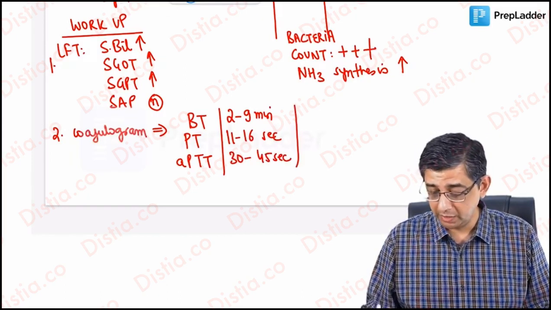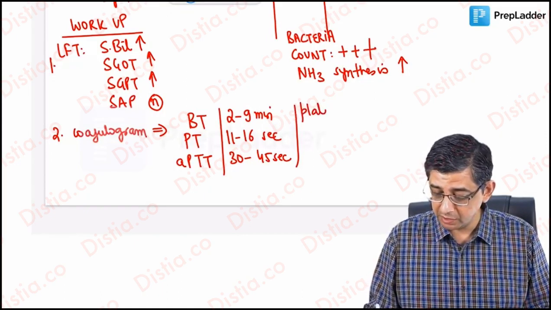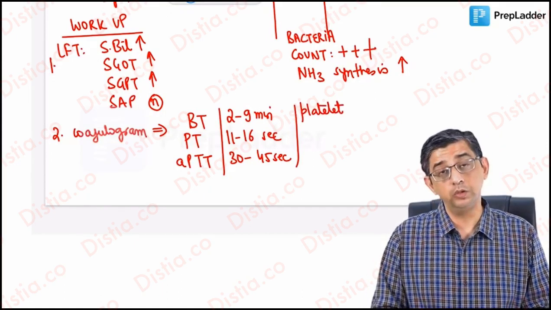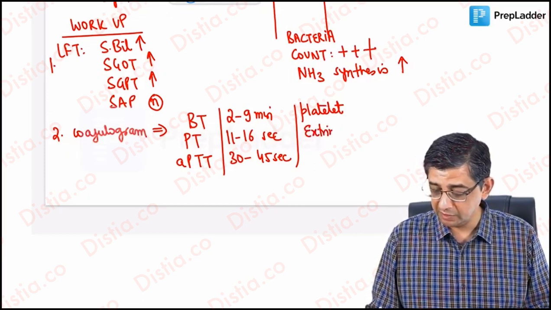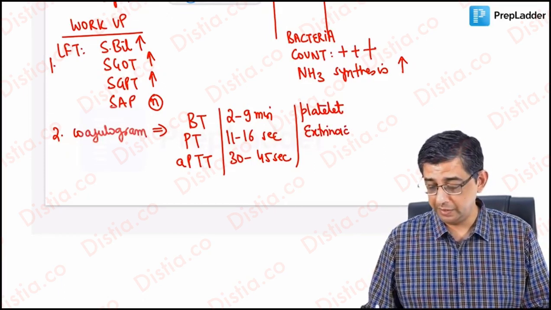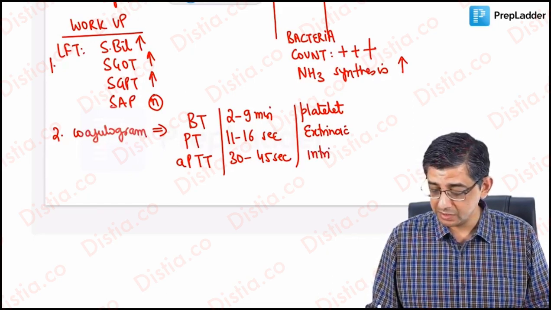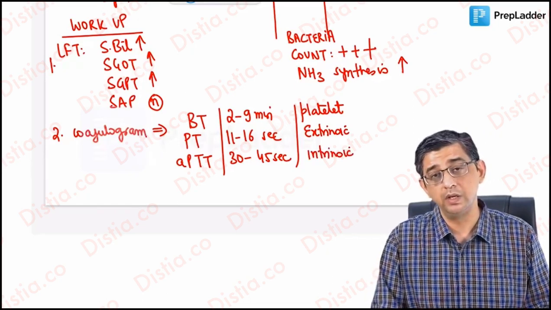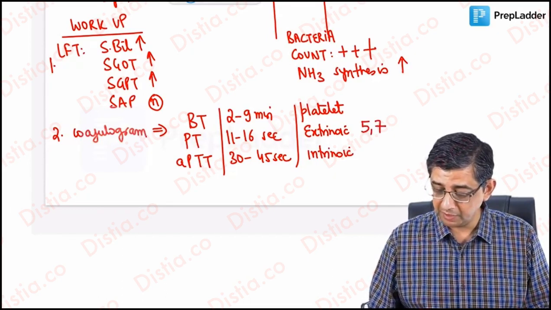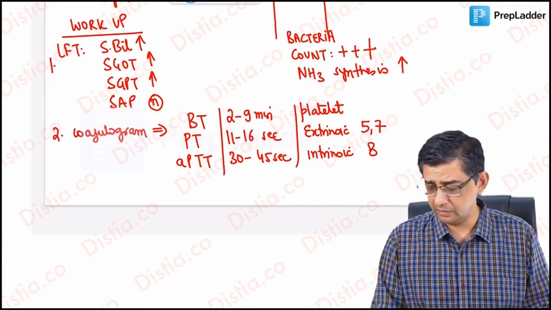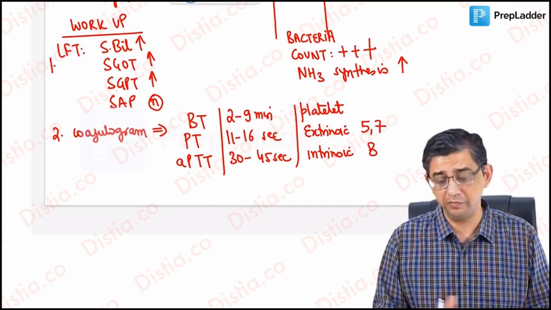Bleeding time is done to test whether the platelets will function normally or not. Prothrombin time is done to test whether the extrinsic system of clotting will work properly or not. And APTT is done to test whether the intrinsic system of clotting is working properly or not. Please remember the fact that prothrombin time operates on factors 5 and 7, APTT on factor 8. These are some very baseline data that I mentioned before you.